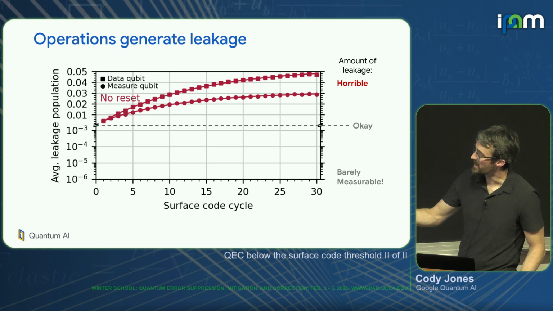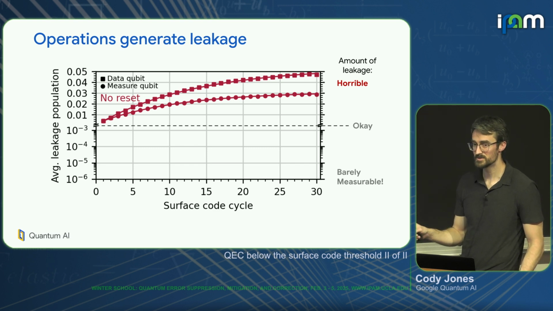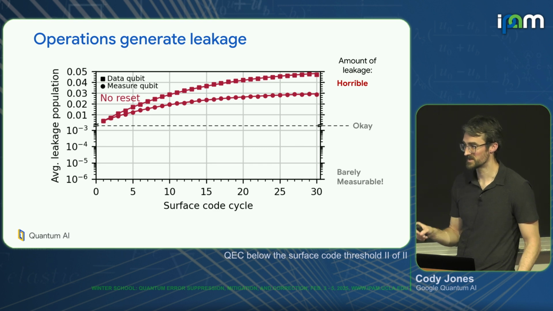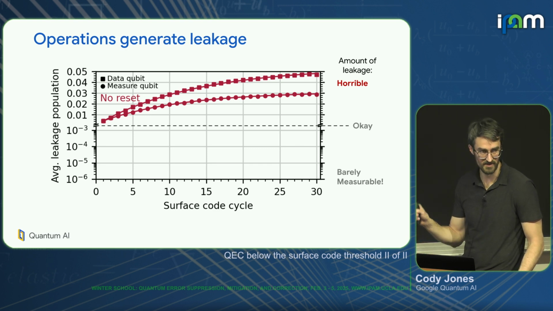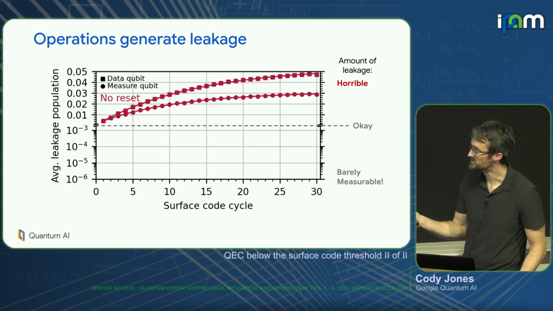Okay, so how much leakage is in the system as we're running QEC? So what we do is we run QEC for some number of rounds, and then we measure every qubit using a readout scheme that can tell us if you're leaked. So we have actually leakage measurement here, direct leakage measurement.